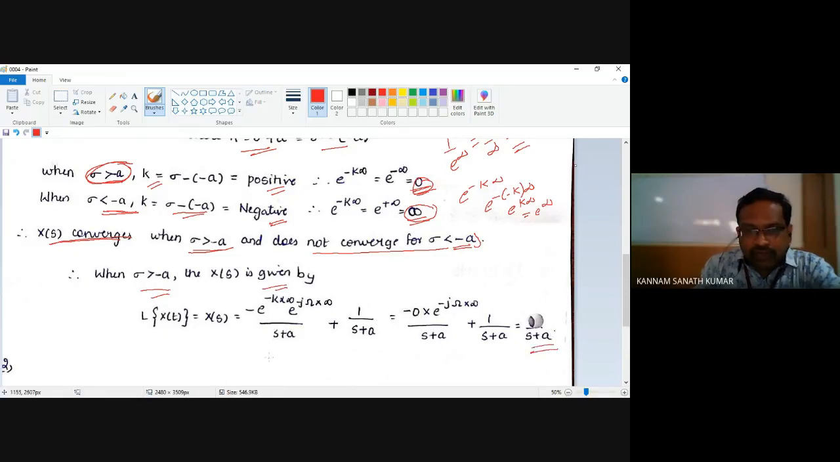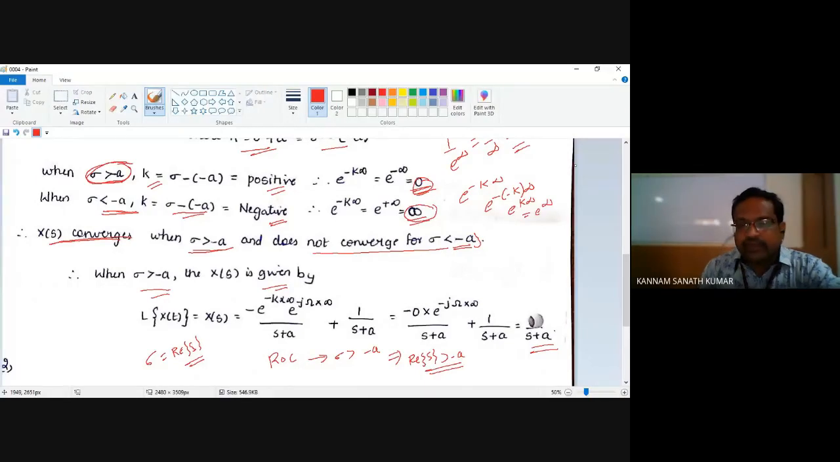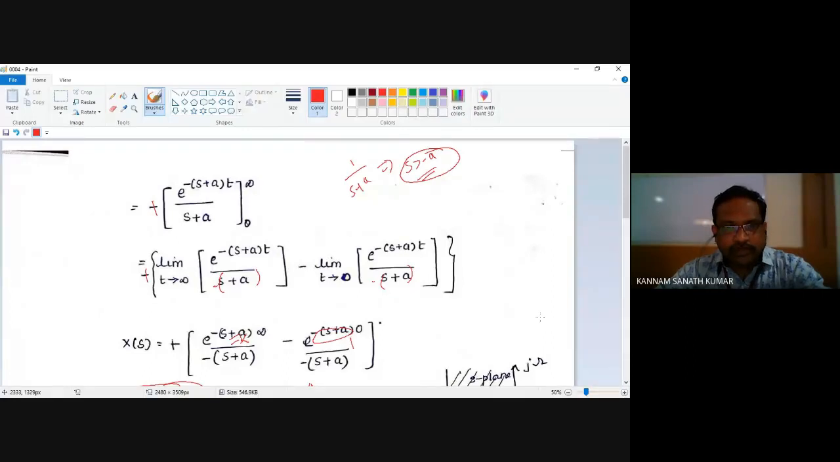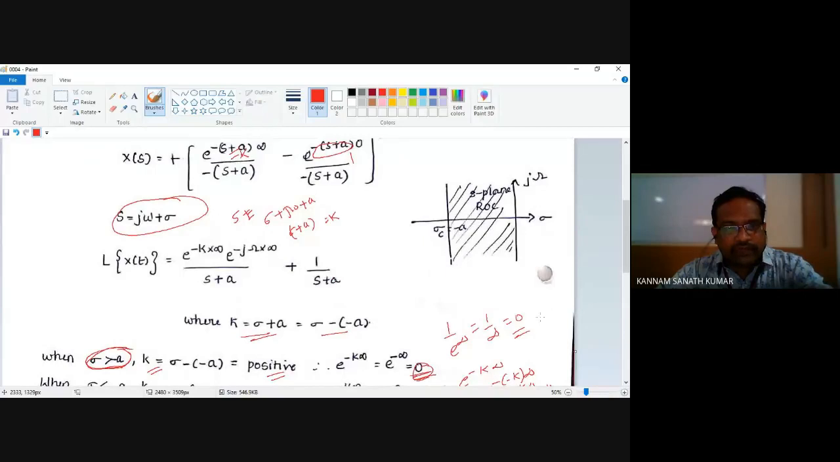So what is ROC? Sigma is nothing but the real part of s. So that means ROC is sigma greater than minus a, which implies the real part of s is greater than minus a. So like this you have to calculate the ROC. Is it okay? Have you understood how I calculated the ROC for the given signal?